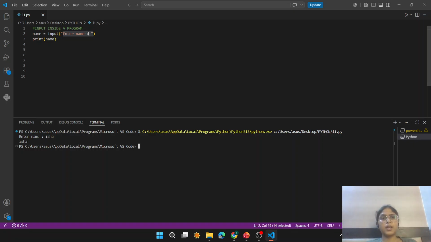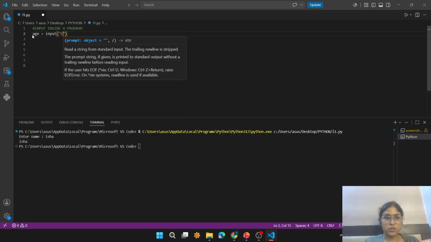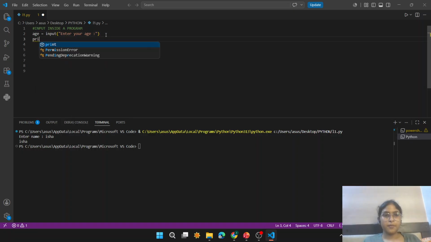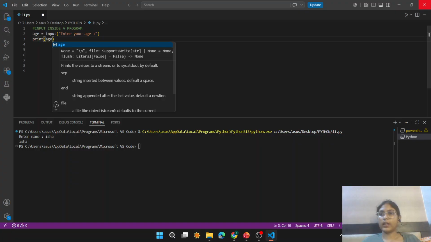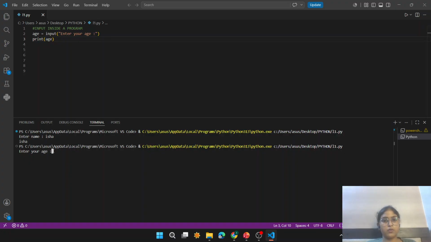This will also help you learn more about typecasting. For example, I'm creating it for an age input. Remember, the input function has been used here. Enter your age. You can type any message, it's your free will, and print age. Let's see. So it is asking me what my age is. For example, I enter 18. So it is giving me the value 18.